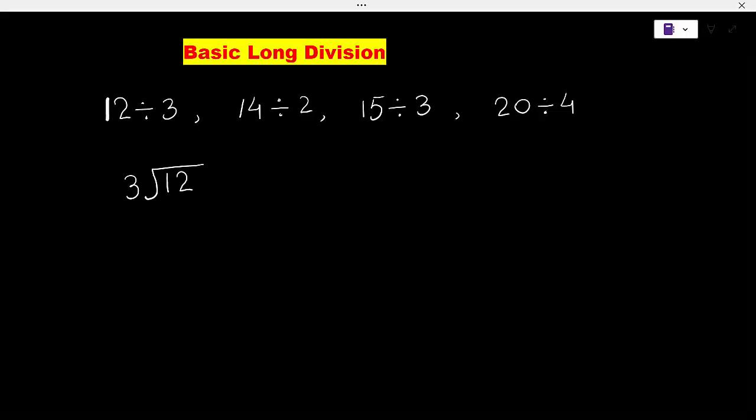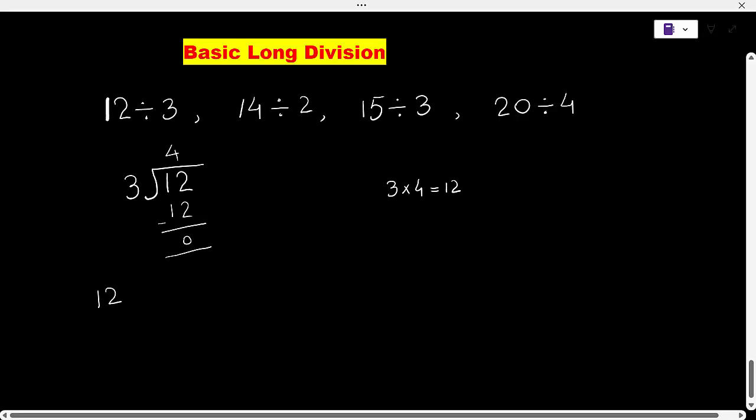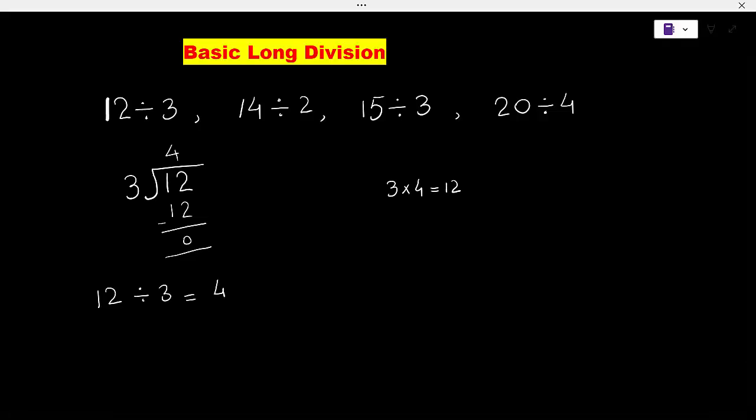So now what you have to do, you have to simply multiply this number with any number to get a number equal to 12 or less than 12. So here we need the times table. We know that 3 times 4 is equal to 12. So we get exactly 12. So we write here 3 times 4 is equal to 12, and then we have to subtract. Our answer is 4, meaning 12 divided by 3, we get 4. When we divide 12 into 3 equal parts, we get 4.